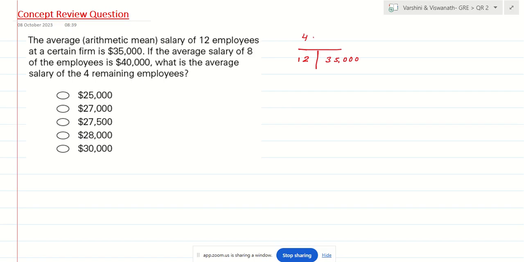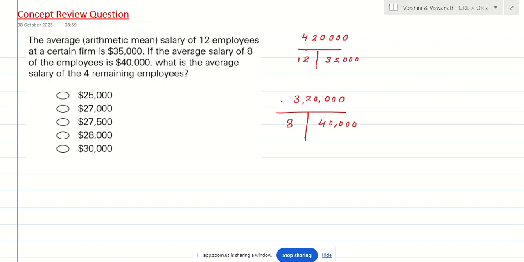So 4, 2... correct? Okay, next one. The salary of 8 of the employees, how much is given as the average? 40K, no? So how much will we get? Correct.